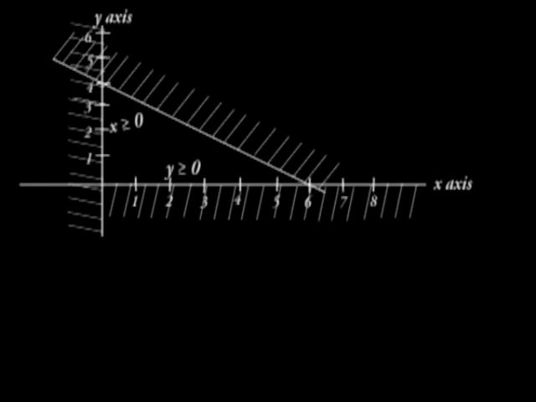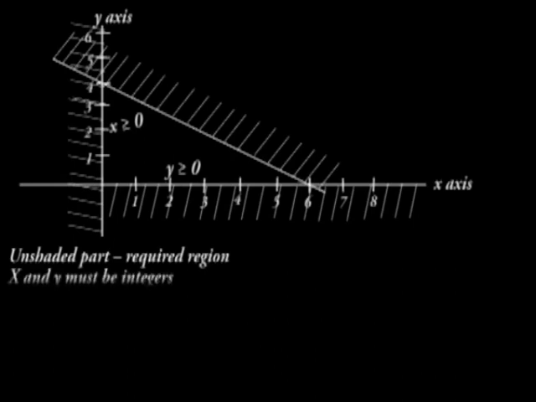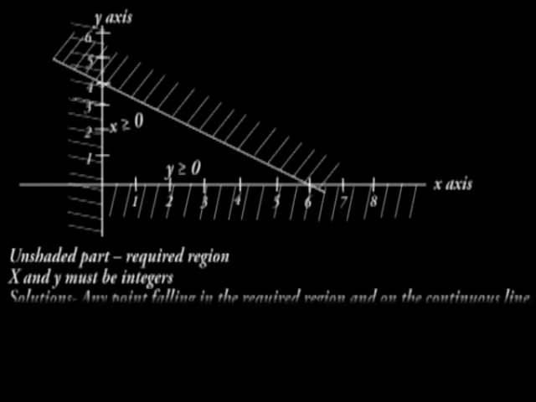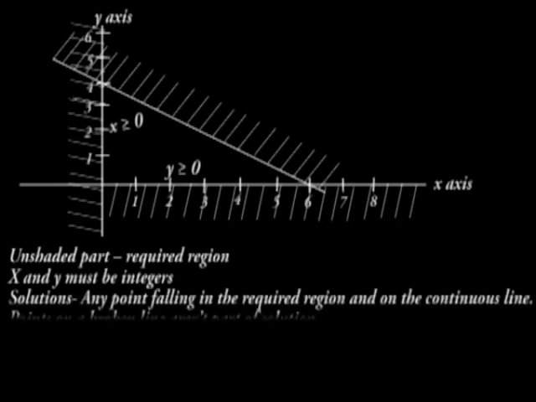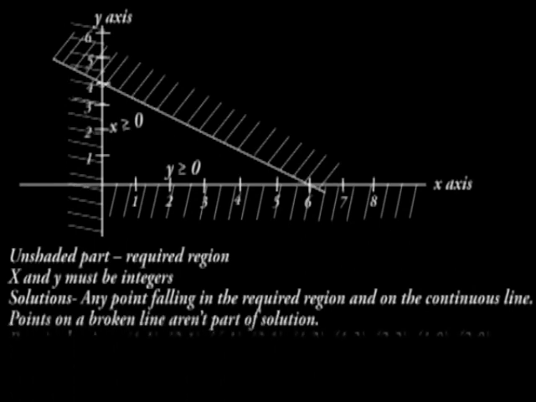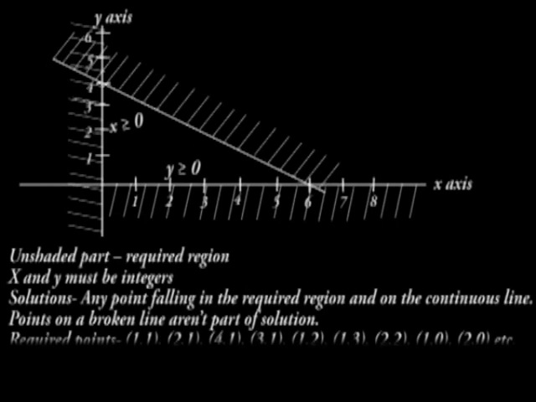The unshaded part is the required region. The values of X and Y must be integers and never fractions. The solution is any point that falls in the required region and also those points on the continuous line. Points on a broken line are not part of the solution. The required points are shown below.